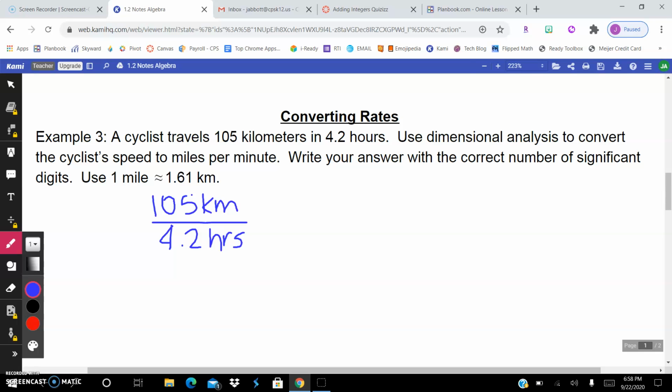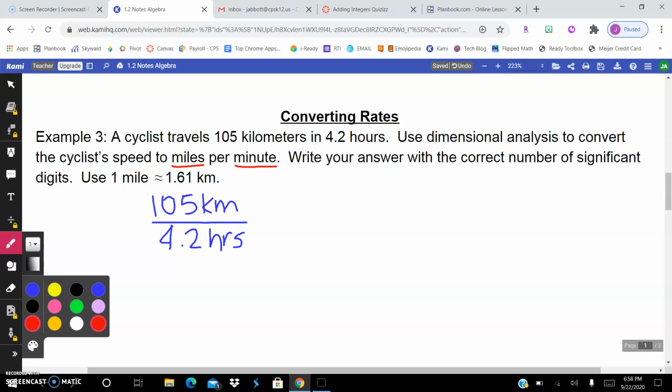Always what they give you is what you start with. Make a fraction out of that, or a ratio. Use dimensional analysis to convert the cyclist's speed to miles per minute. This is important: miles and minutes. That means I have to change both units, so I'm going to have a couple of different conversion factors in order to change these. Write your answer with the correct number of significant digits and use 1 mile is about 1.6 kilometers.